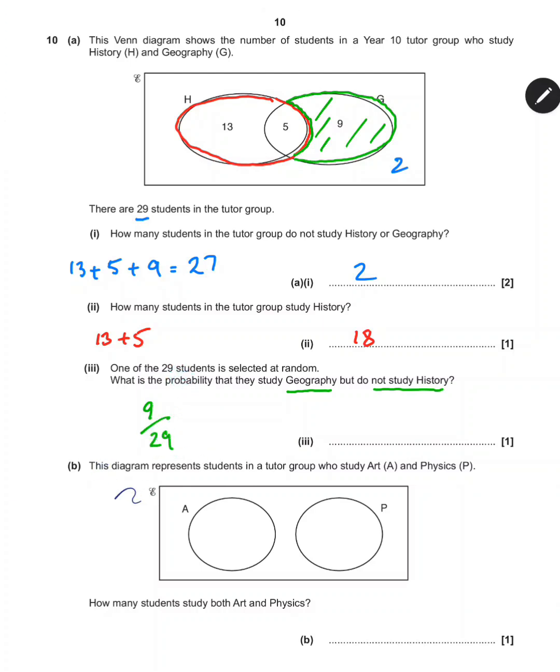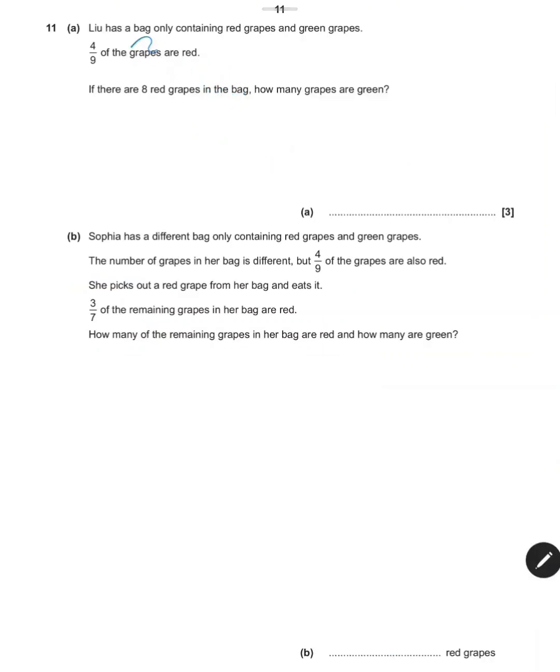And then part B of this question, we've got another Venn diagram, but this time it's about art and physics. You can see the 2 separate circles. How many students study both art and physics? That is 0.